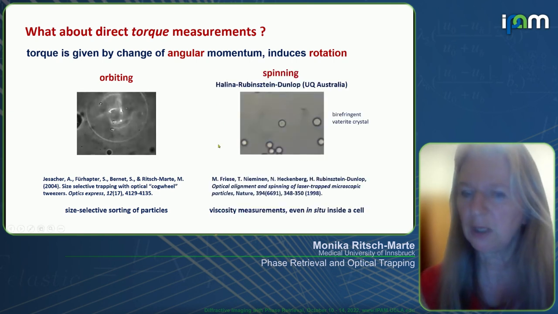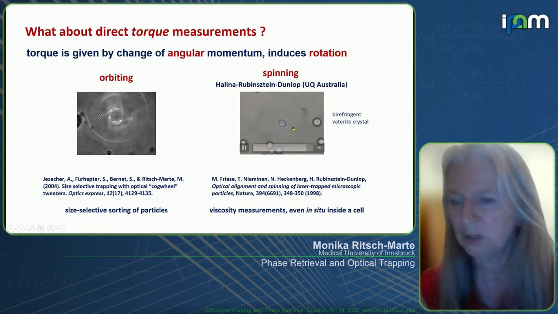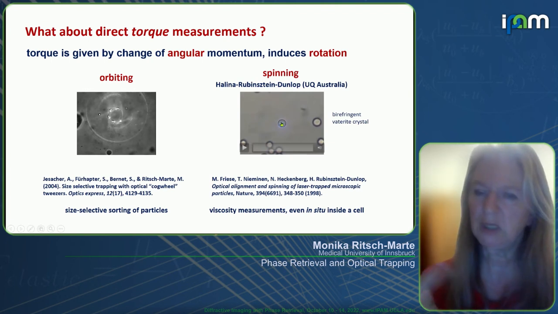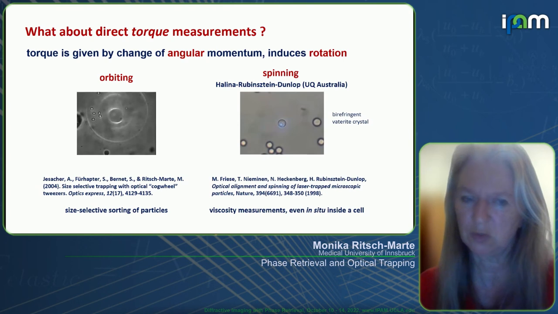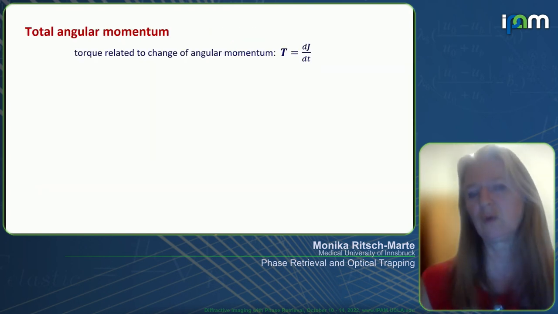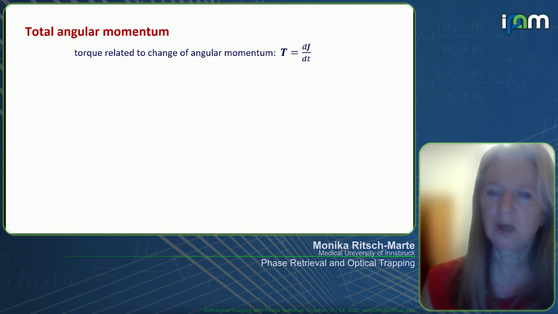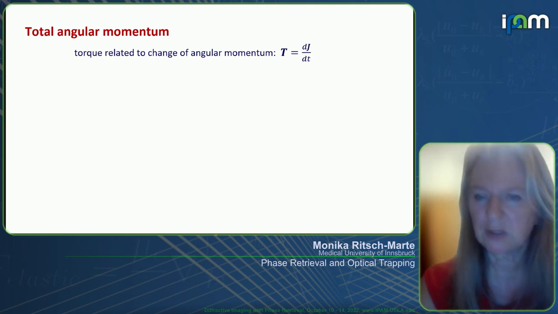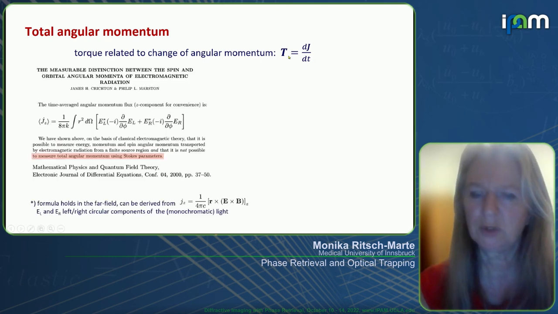Or you can do something with the spin part, with a circular polarization on the birefringent particle, from Mahalina Rubenstein Dunlop's group. They bring it to spin. So there's the spinning due to the spin torque. And the question is, can we also do the optical torque measurement? The force comes about by changes in the linear momentum in the light. The torque comes about by changes of angular momentum in the light. So the rate of change of the angular momentum will give you the optical torque.